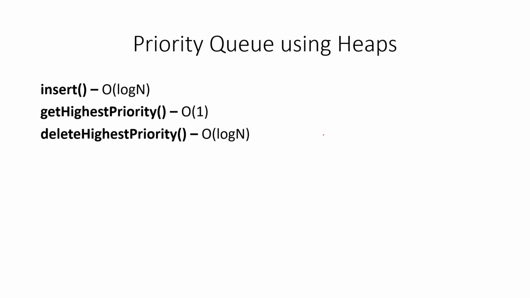And the next way to implement priority queue is to use heaps. So when you use heaps, you use the characteristics of the binary heaps. And if you remember from the previous lecture, the insertion takes O of log n time complexity. Get highest priority, please pay attention, takes O of 1 time complexity.